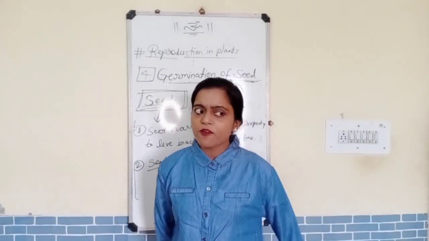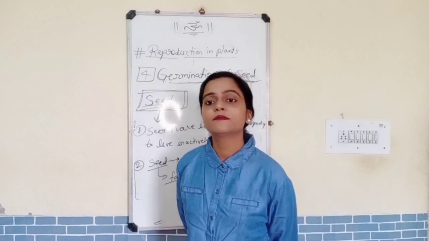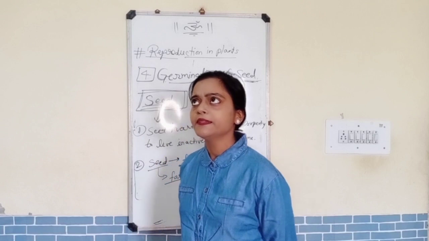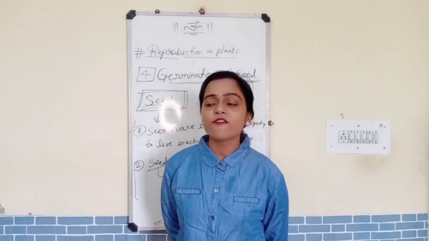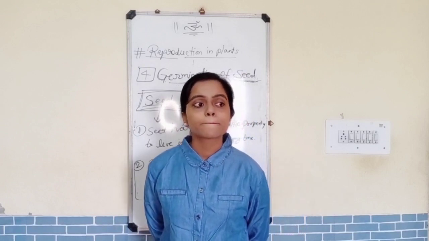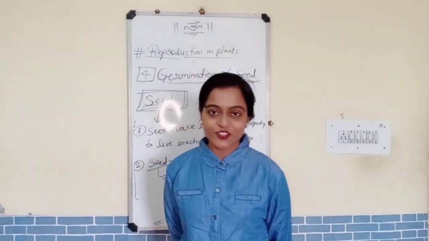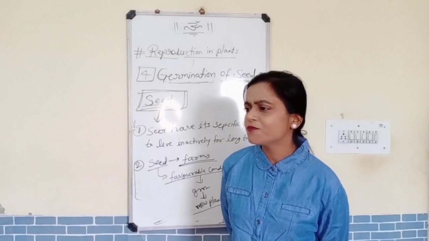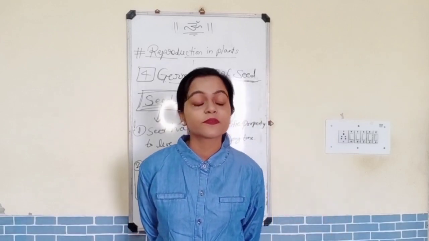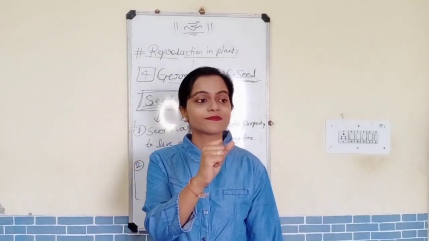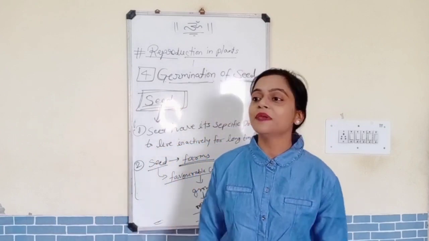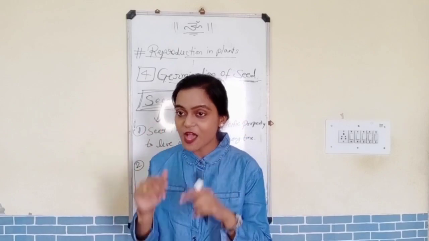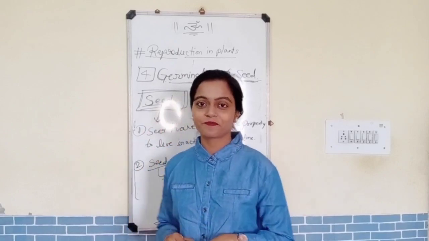Which type of reproduction have we learnt? Very good. Sexual reproduction. And which type of flower have we learnt? Very good. Bisexual flower. So, do you know the definition of bisexual flowers? Yes, you. Very good. When both the male and female parts are situated in the same flower, it is called a bisexual flower.